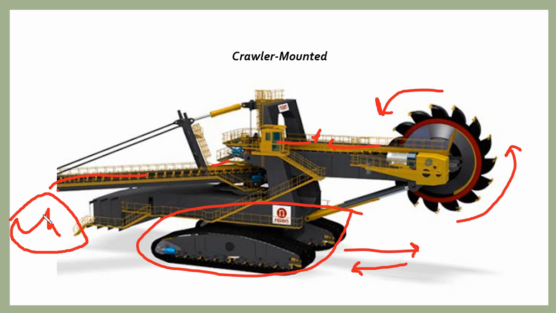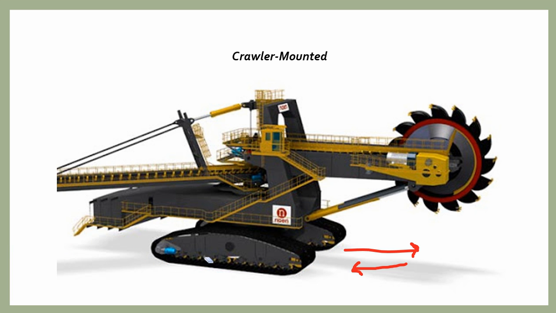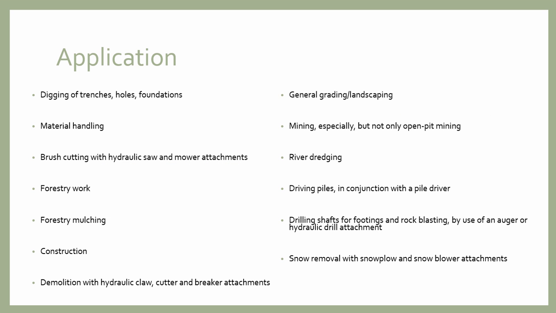So these are the basic working natures of the crawler mounted excavators. So here you can find that there are two types of excavators available. One is the rail mounted excavator, and the second one is the crawler mounted excavator. After knowing the excavator, now coming to the applications of this excavator.